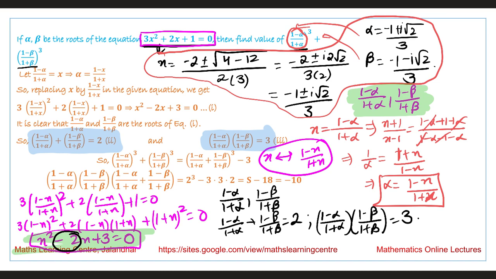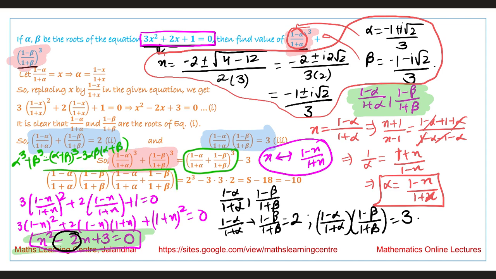Now we have to calculate the value of this term: (1 minus alpha over 1 plus alpha) cube plus (1 minus beta over 1 plus beta) cube, and we are applying the formula over here. We know how we calculate the value of alpha cube plus beta cube. We use the formula alpha plus beta whole cube minus 3 alpha beta into alpha plus beta. Now we have the value of all these terms.